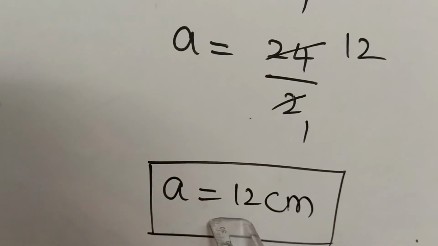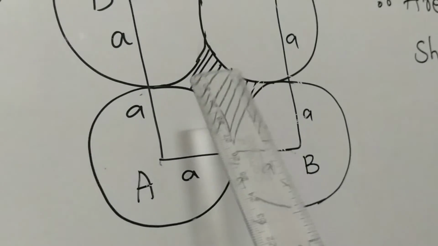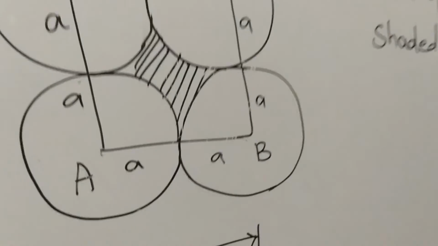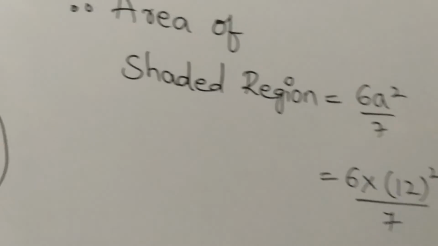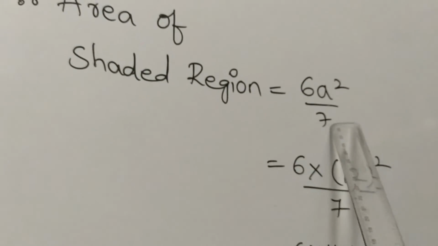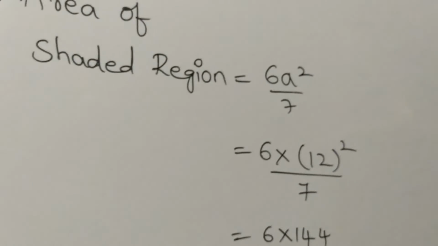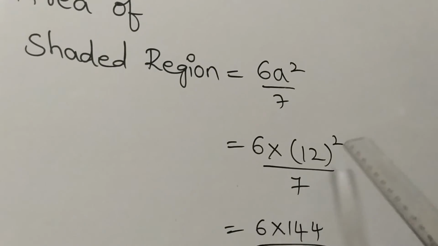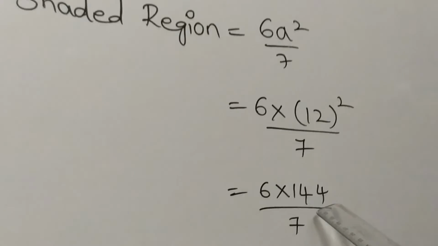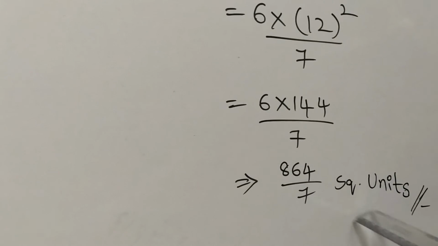Let us substitute this a value in the area of this shaded region. In the previous question we have found the area of this shaded region. What is the area, students? It is 6a square by 7. So this is the area of shaded region, and substitute here a value 12. So we will get 6 into 12 square by 7. 12 square is 144 and 6 into 144 is 864 by 7 square units.